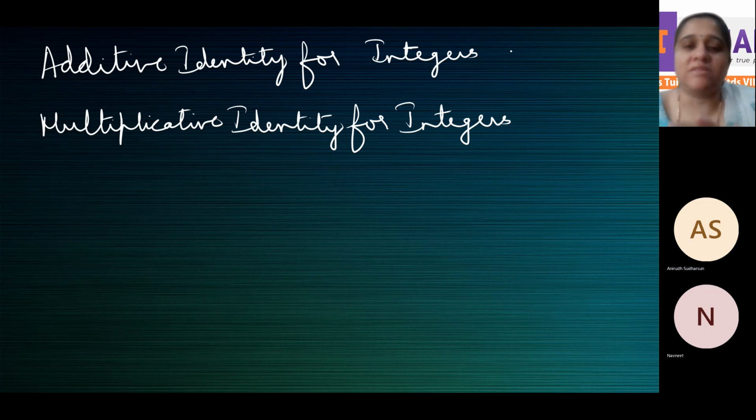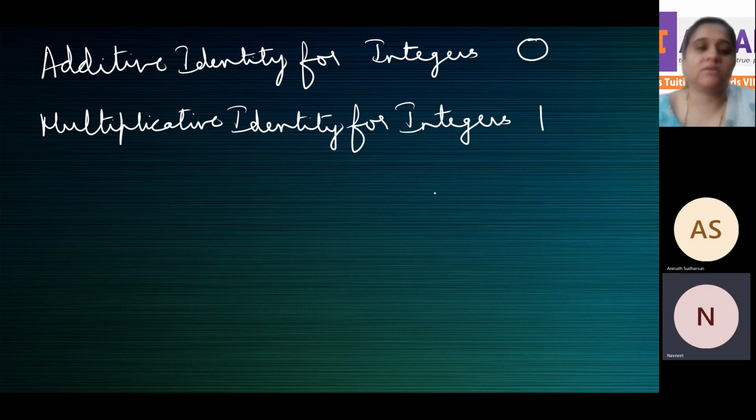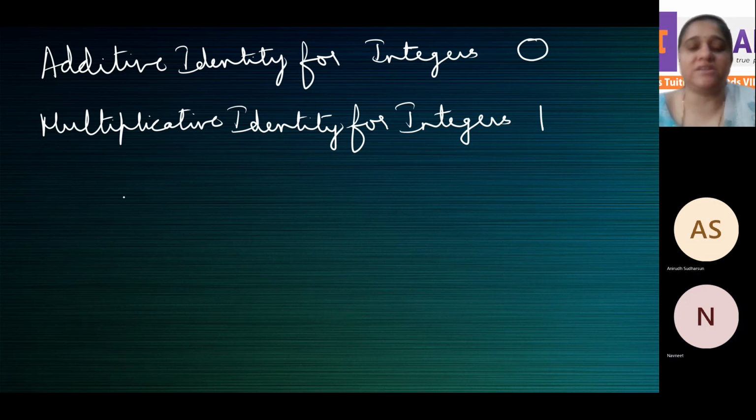Yes. Your answer should always be crisp. Crisp meaning just answer to the point. 0. Let's see. Navneet, what is the multiplicative identity for integers? Anirudh, what's the multiplicative identity for integers? 1, ma'am. 1. Yeah. Now, why do we say that the additive identity is 0?